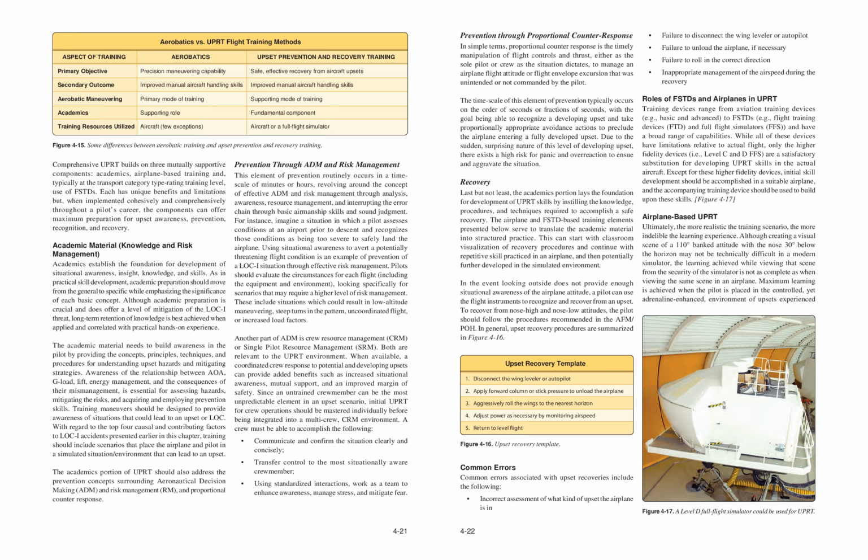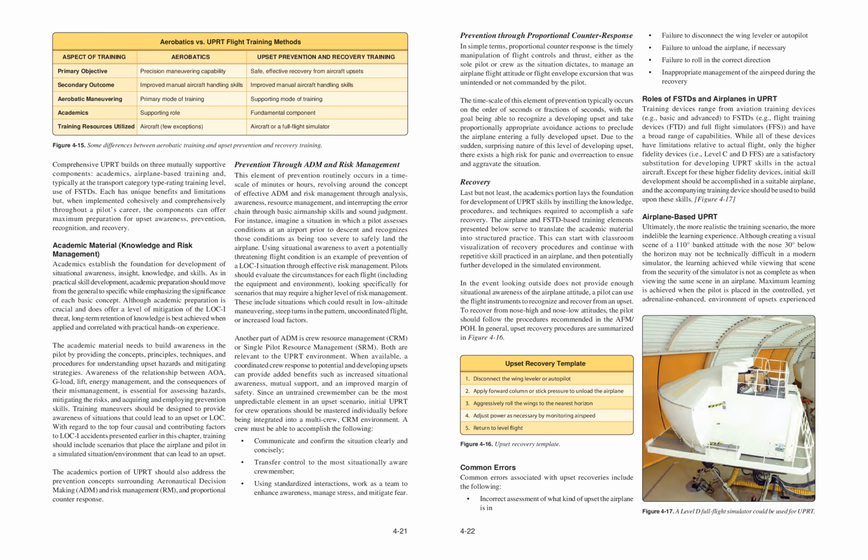Common errors associated with upset recoveries include the following. Incorrect assessment of what kind of upset the airplane is in. 4-22. Roles of FSTDs and airplanes in UPRT. Training devices range from aviation training devices, for example, basic and advanced, to FSTDs, for example, flight training devices, FTD, and full flight simulators, FFS, and have a broad range of capabilities.